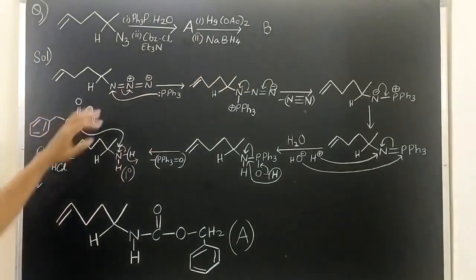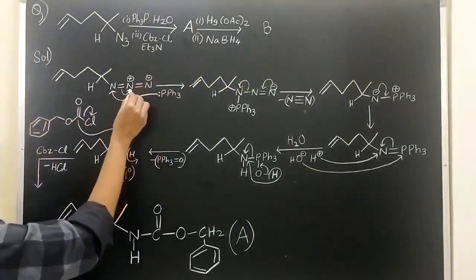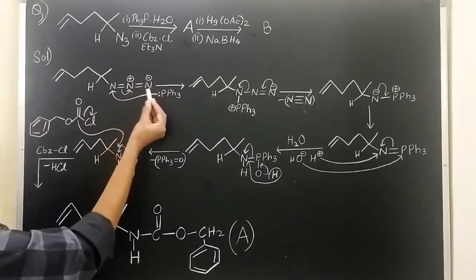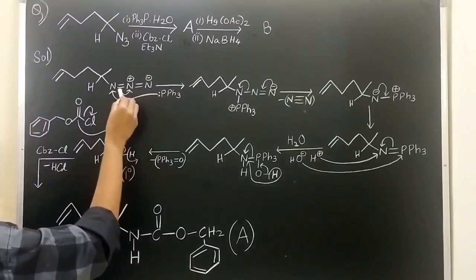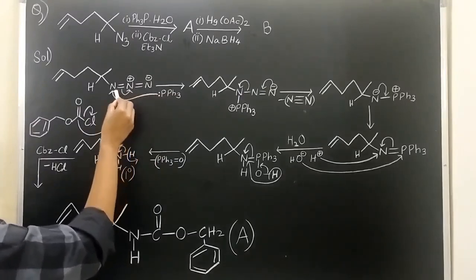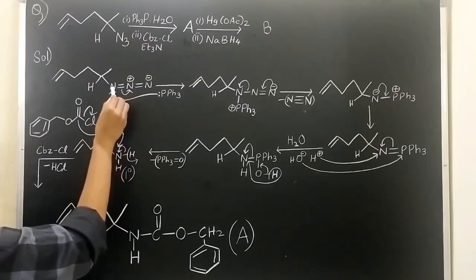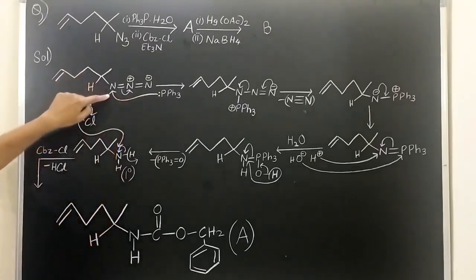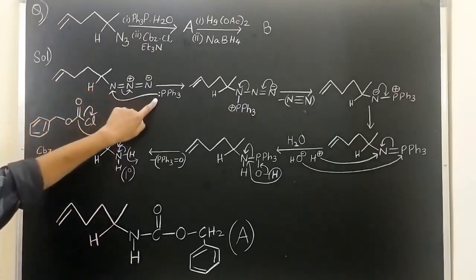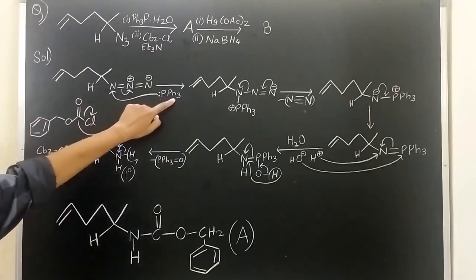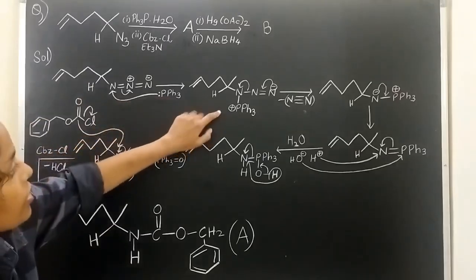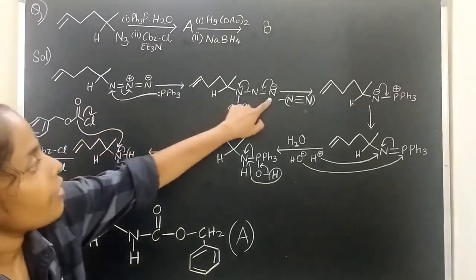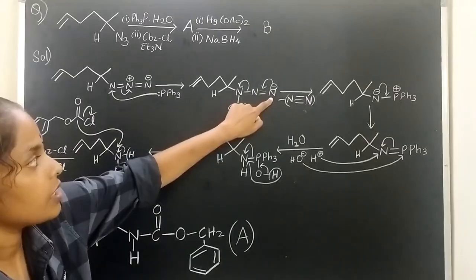So here in this reaction, nitrogen here is carrying a positive charge and this nitrogen is having a negative charge. So this positively charged nitrogen will take the bond from this nitrogen, and this nitrogen here will get a positive charge. Now this positively charged nitrogen will form a bond with the lone pair of electrons present on phosphorus in triphenyl phosphine and will give us a structure like this, where phosphorus here is carrying a positive charge and nitrogen here is carrying a negative charge.